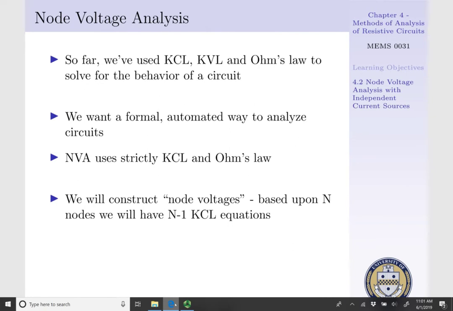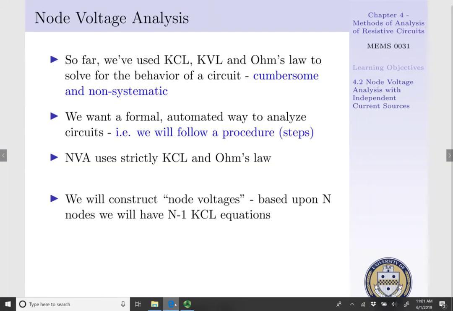We've used KCL, KVL, and Ohm's law to solve for the behavior of our circuit, either a voltage potential existing across an element or the current running through an element. This has been cumbersome and non-systematic. Oftentimes we'd have to use a hodgepodge of KCL and KVL equations using Ohm's law to go in between. We want a formal, automated way to analyze our circuits. That is, we want to have a procedure or a list of steps that we can follow to determine the behavior of our circuit in a very systematic manner.